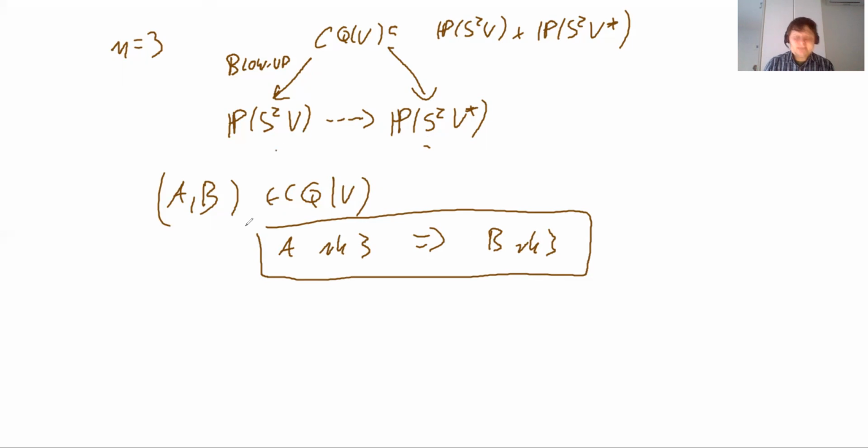Okay, now another situation could be if A has rank 2. So if A has rank 2, then the image point is still well defined. I mean, on rank 2, this is still an isomorphism. So there is a unique matrix B which has rank 1.